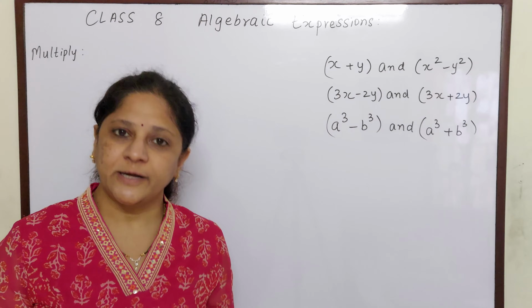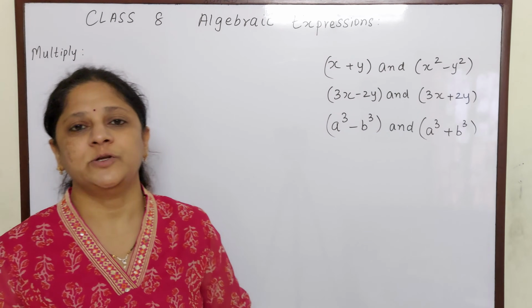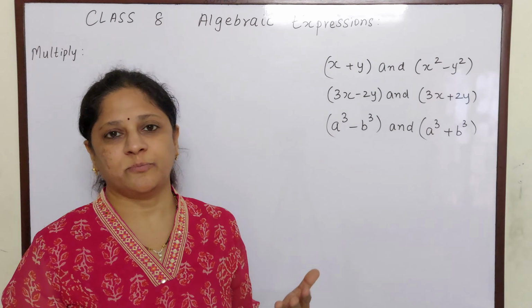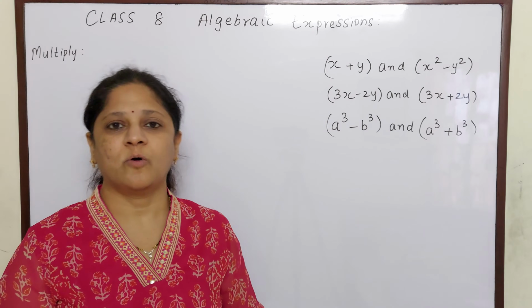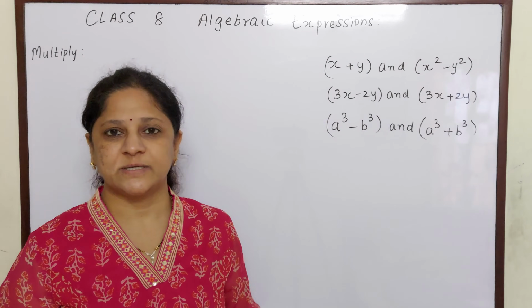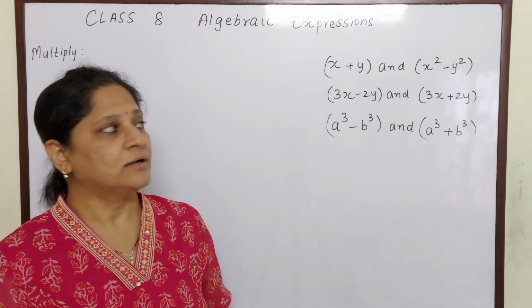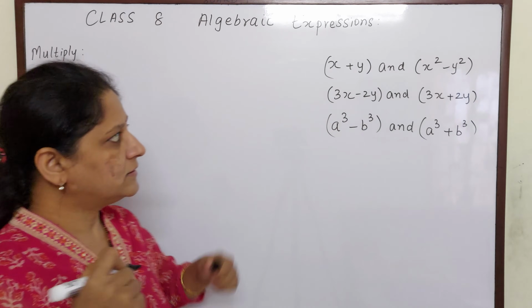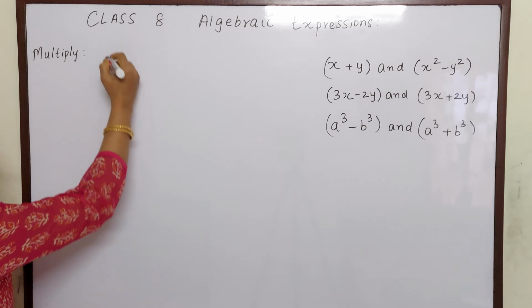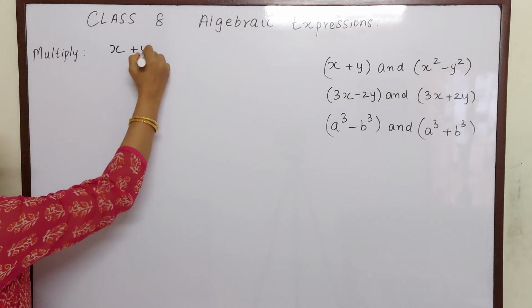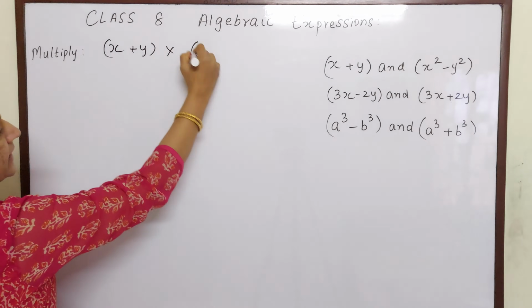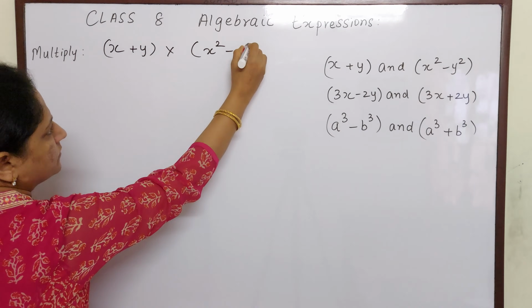It may be a trinomial with a binomial. So we use the distributive property of multiplication over addition and subtraction. You must have learnt that in 7th standard. We will use that same method. Let us move on. Our first question is x plus y multiplied by x square minus y square.